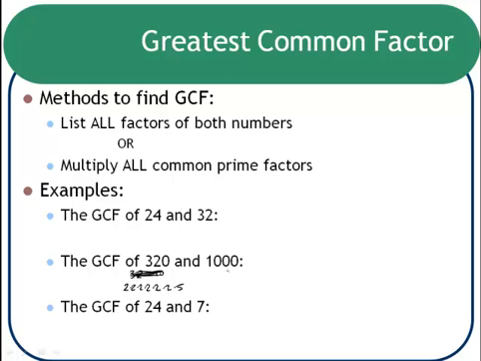1,000, I don't know that one off the top of my head, but I do know that 1,000 is 10 times 10 times 10, and 10 is 2 times 5. So 2 times 5, 2 times 5, 2 times 5. Its prime factorization in order would be 3 2s and 3 5s.